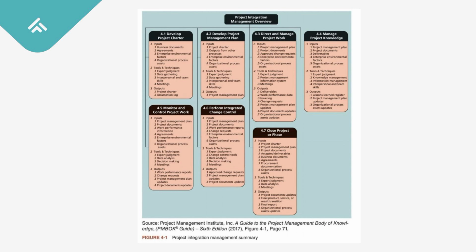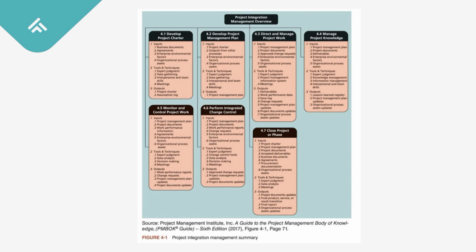And the fifth, monitor and control project work. Purpose: track project progress and make sure it stays on track. Inputs: plan, performance reports and agreements. Tools: data analysis and expert judgment. The outputs: performance reports, updates, change requests. And the example of that: a project manager sees the project is behind schedule and proposes adjustments.